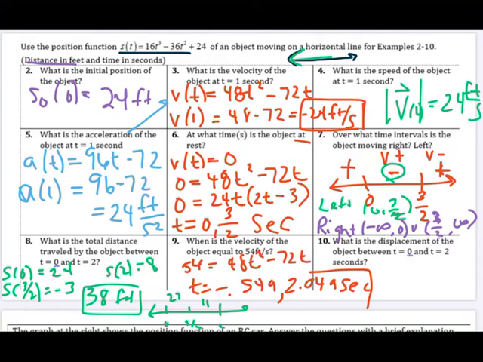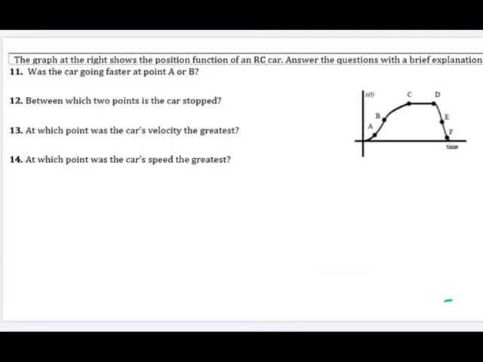The last question on this slide, number 10, is talking about the total displacement between 0 and 2 seconds. Total displacement is the final position minus the original position. Looking at number 8, the final position is 8. The original position is 24. So the total displacement is negative 16 feet.